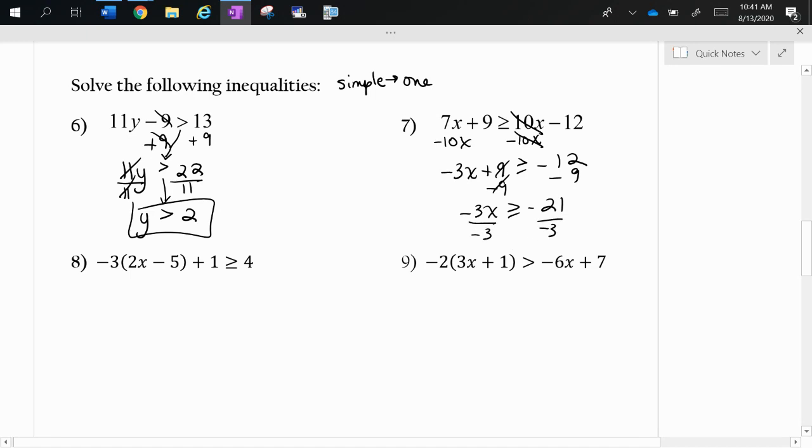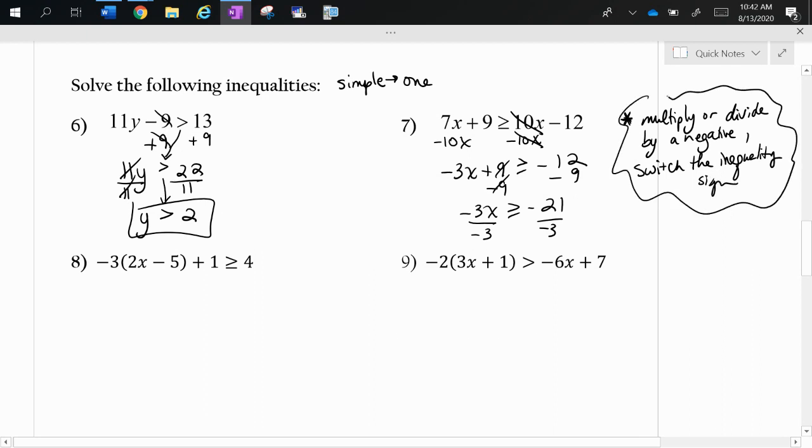So in comes the rule we have to remember about inequalities. The big rule we always have to remember about solving inequalities is that when I multiply, I'm going to write it out for you, multiply, I want you to write it out too. Multiply or divide by a negative number means you switch the sign. Switch the inequality sign. I'm going to put it in a little bubble there so we know that that's important.